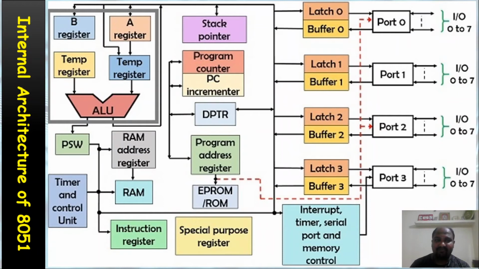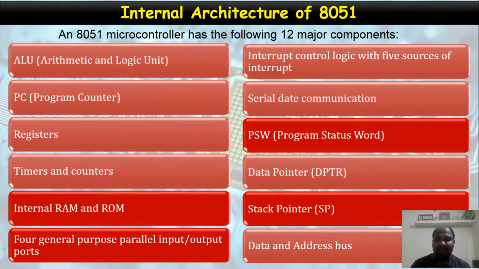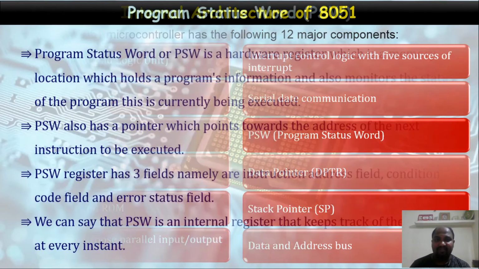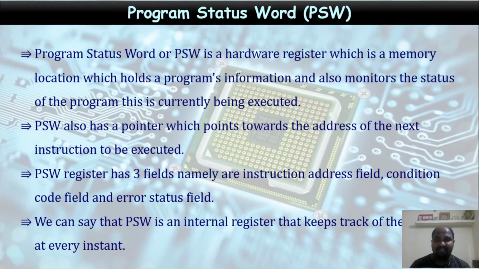So in the previous class we have discussed about the internal architecture of 8051. So this is the internal architecture and it has mainly 12 major components. So in this lesson we are going to discuss some of the blocks in 8051, that is program status word, stack pointer, internal RAM and ROM, and 4 general purpose parallel input or output ports. Coming to the program status word, in short form it is known as PSW.